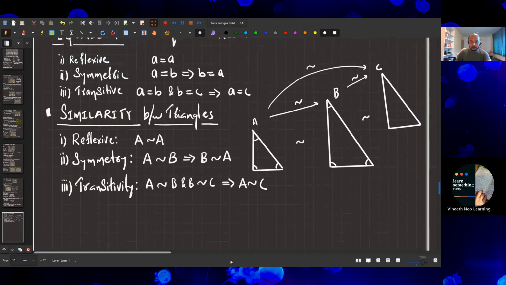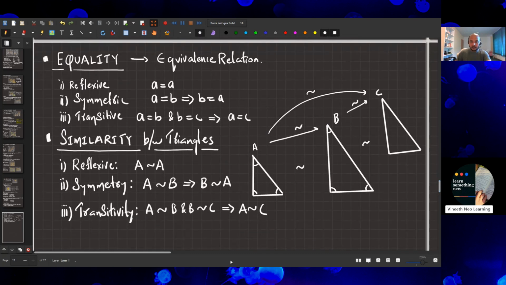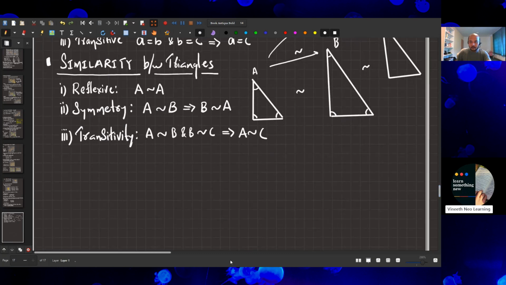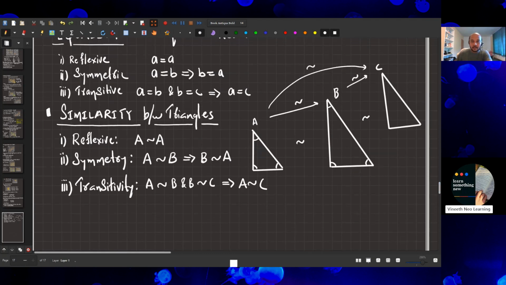Now let's look at both of these ideas: equality between two objects and similarity between triangles. Equality is actually a strong relation because equality says that two objects are the same. Similarity is a weak notion of equality, because similarity just means that angles are the same. The dimensions need not be the same.